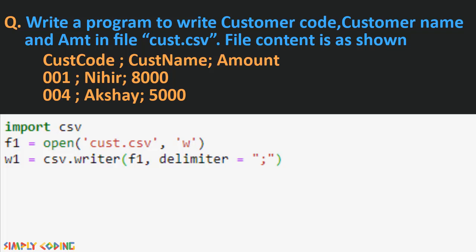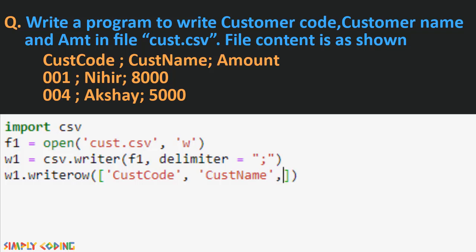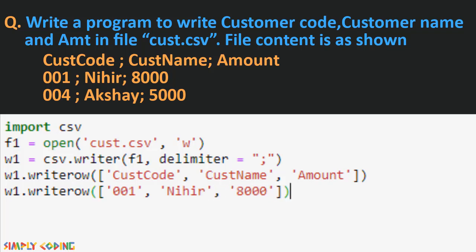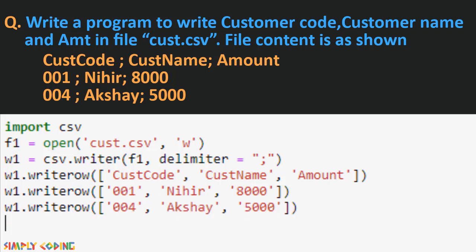Since there are only 3 lines, I am using writerow and passing first a list of the expected header. Then I am calling writerow again and passing a list which contains the code, name and amount for the first person, and the same way the next row for the second person. Last, we should not forget to close the file we have opened to write.